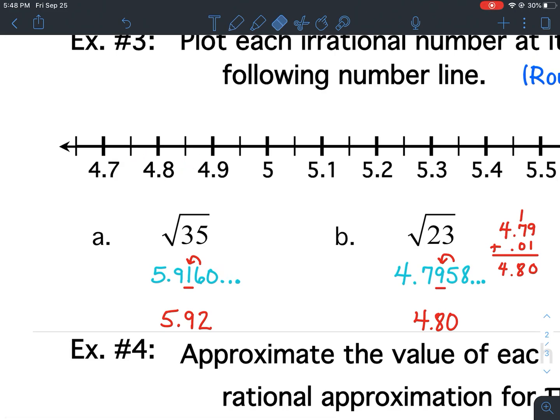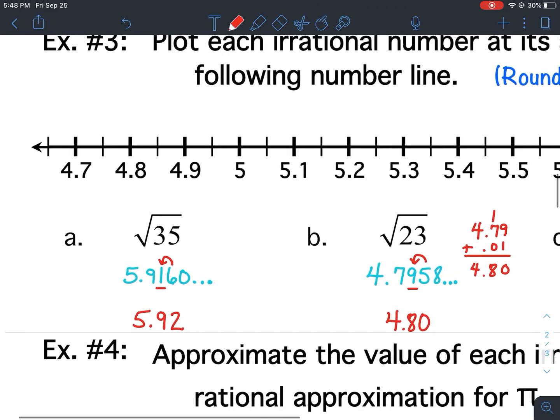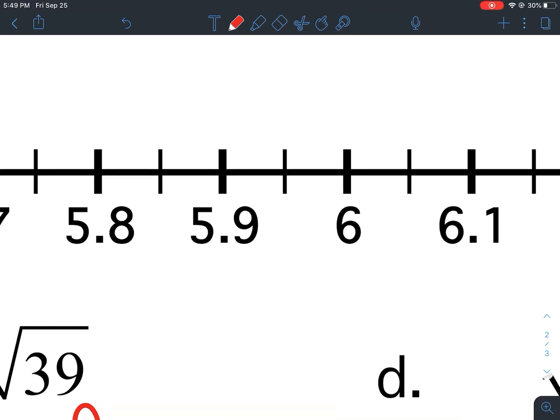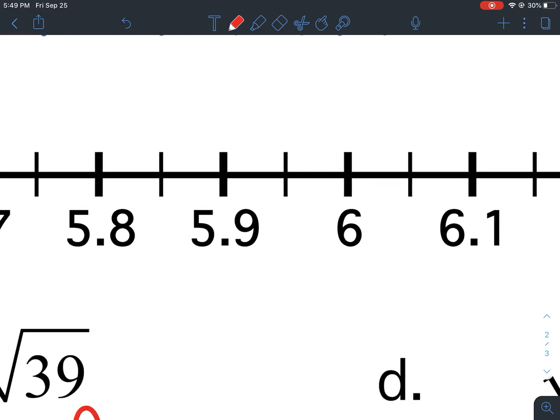So let's start with the 5.92. Well, 5.92 would be between 5.9 and 6. This was technically 5.90, and this is 5.95. So the 5.92 is closer to 90 or 95? It's just a little bit closer to 90, so I would put it almost in the middle, but not quite, just a little bit closer to the 5.9, and label that A.